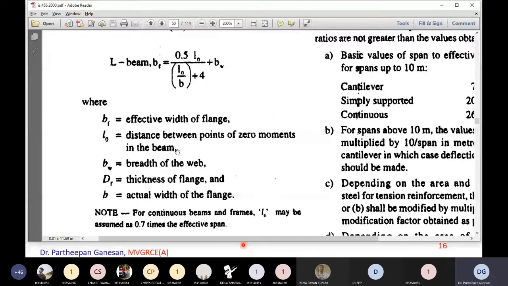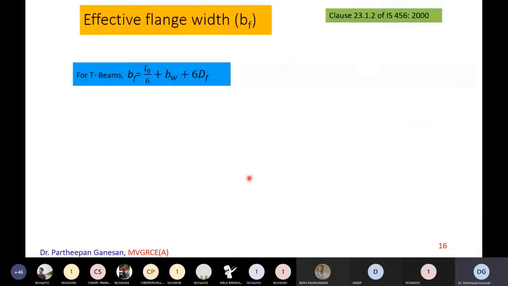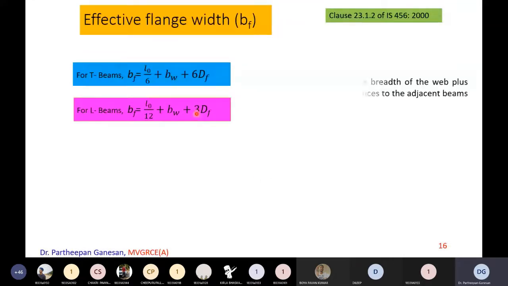For example, a simply supported beam will have zero moments at the supports, so the distance between the supports will become L0. BW is the breadth of the web, DF is the thickness of the flange, and B is the actual width of the flange. For continuous beams and frames, L0 may be taken as 0.7 times the effective span. This we will see while working out a problem. This is the same thing I have reproduced here.